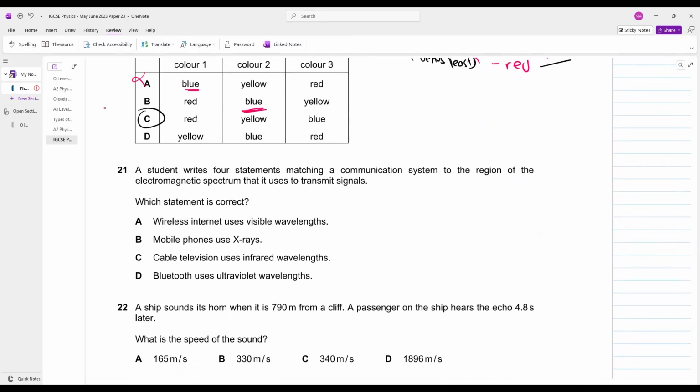A student writes four statements matching a communication system to the region of the electromagnetic spectrum that it uses to transmit signals. Which statement is correct? Wireless internet uses visible wavelengths? No. Mobile phones use X-rays? No. Cable television uses infrared wavelengths? Yes.